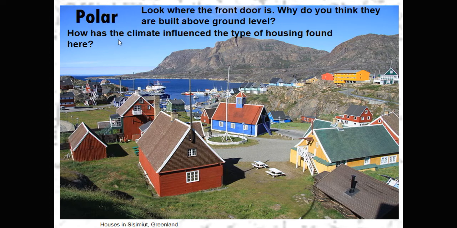Remembering, if it's a polar region, clearly this is an area where it snows. And if it snows, heavy snowfall, they need to have the front doors above where the snow's going to go. So now thinking about the climate, how has this climate influenced the type of housing found here? We have very steep roofs. If the snow falls on the roof, it can just slide off. If it was a flat roof, it would just sit on the roof, and that could make it collapse. So these houses have been built with snow in mind. We've got the stairs, etc.